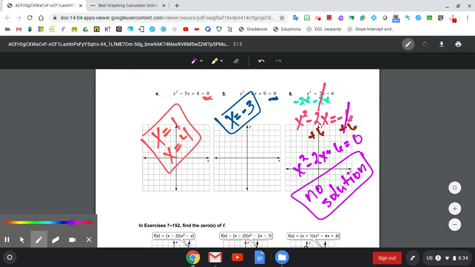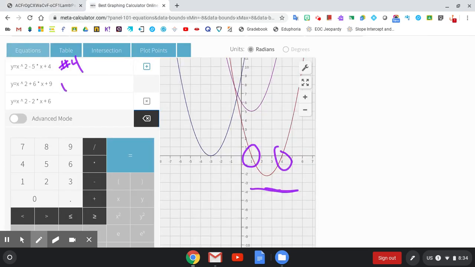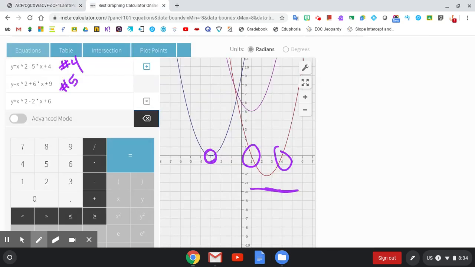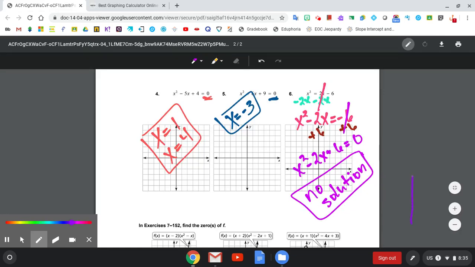Then number 5, x equals negative 3. So this is number 5. You can see it's only crossing right here in one spot. And then the last one, I got no solution. So this is number 6. So no solution because you see the parabola is up here. It doesn't even get close to that x-axis. Okay, hopefully y'all did awesome. Going back to our notes.